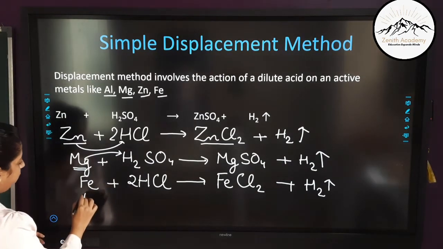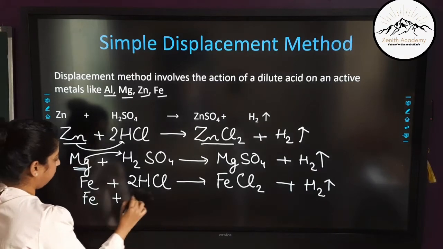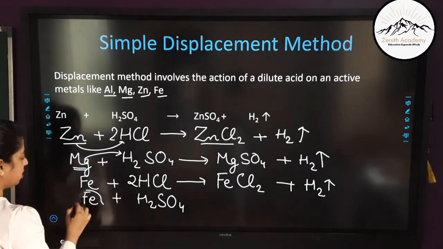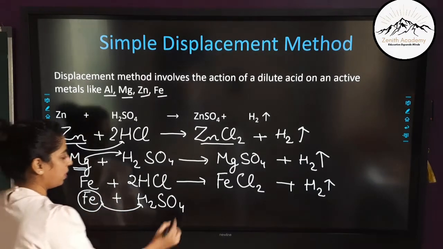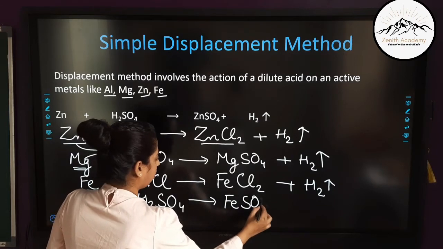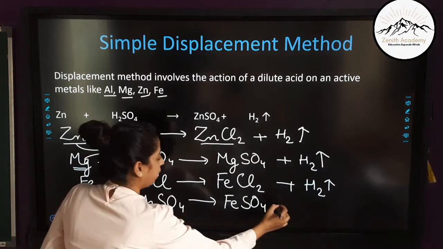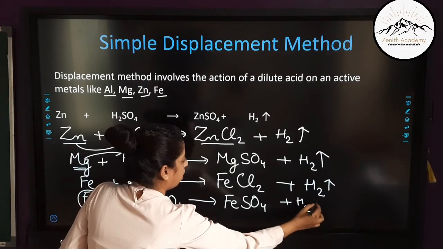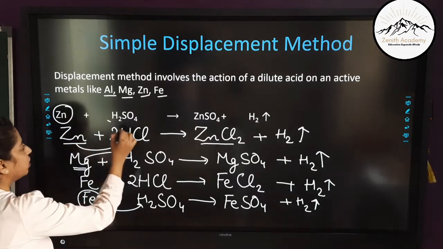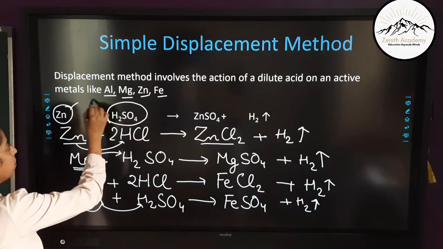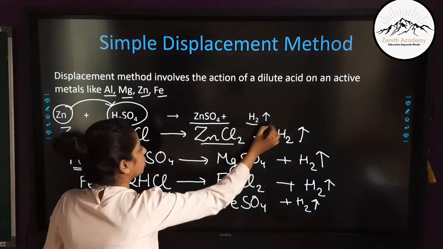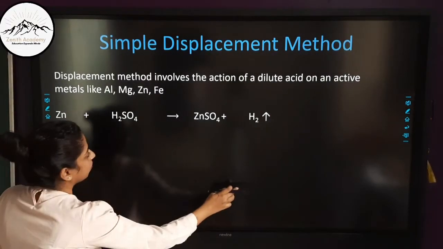Now suppose we take sulfuric acid. So Fe plus H2SO4. Again the same thing happens. This active metal replaces hydrogen from the acid and forms FeSO4 and hydrogen is released. So students, this is how any active metal reacts with a dilute acid and replaces the hydrogen from the acid and forms salt, and hydrogen gas is released.